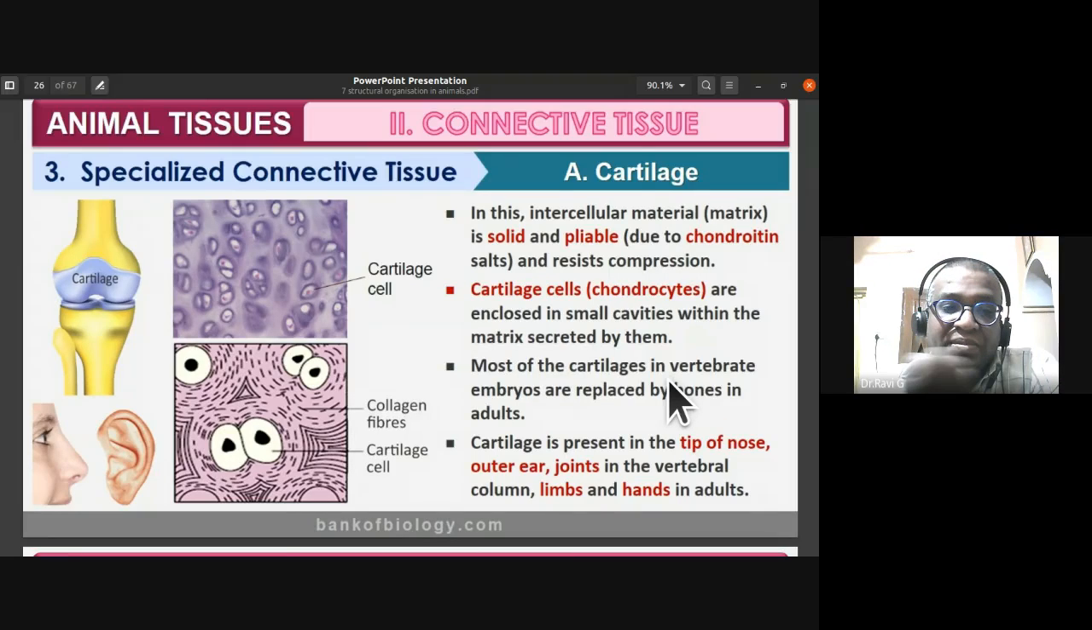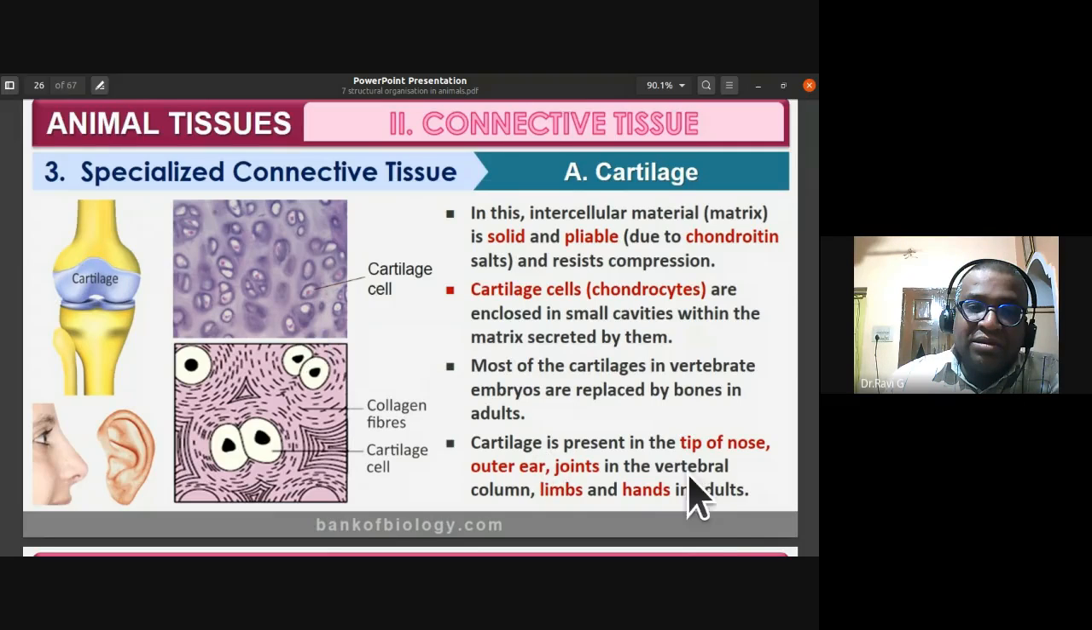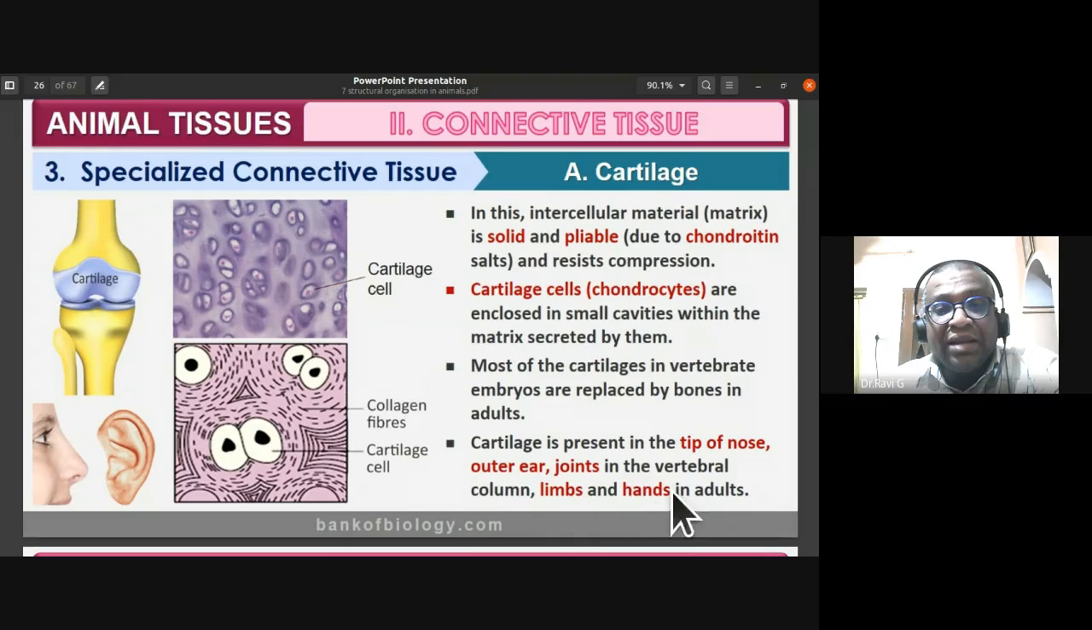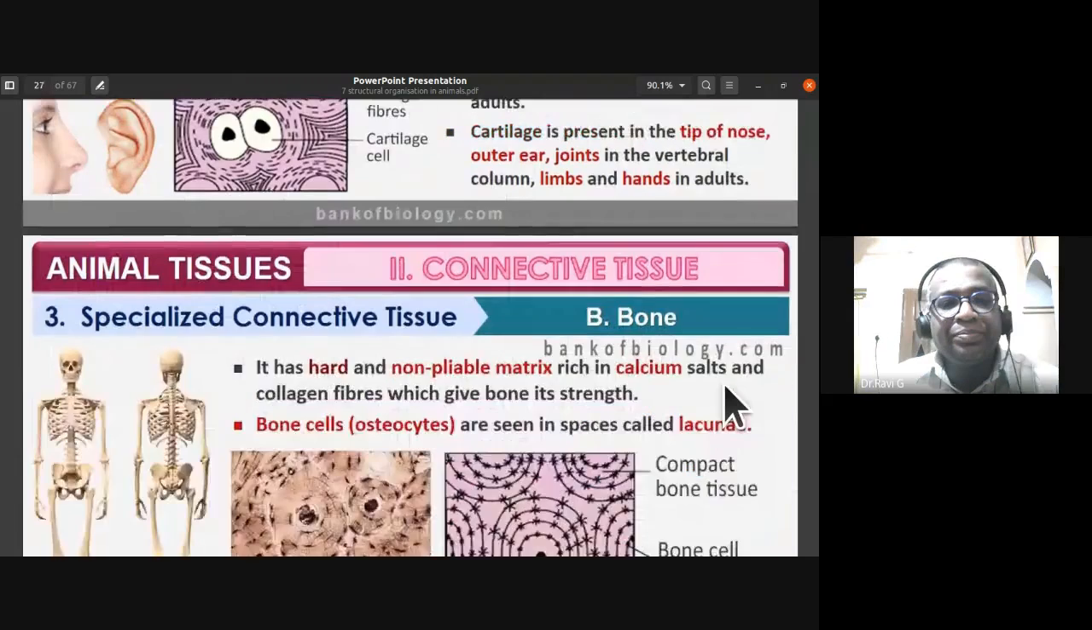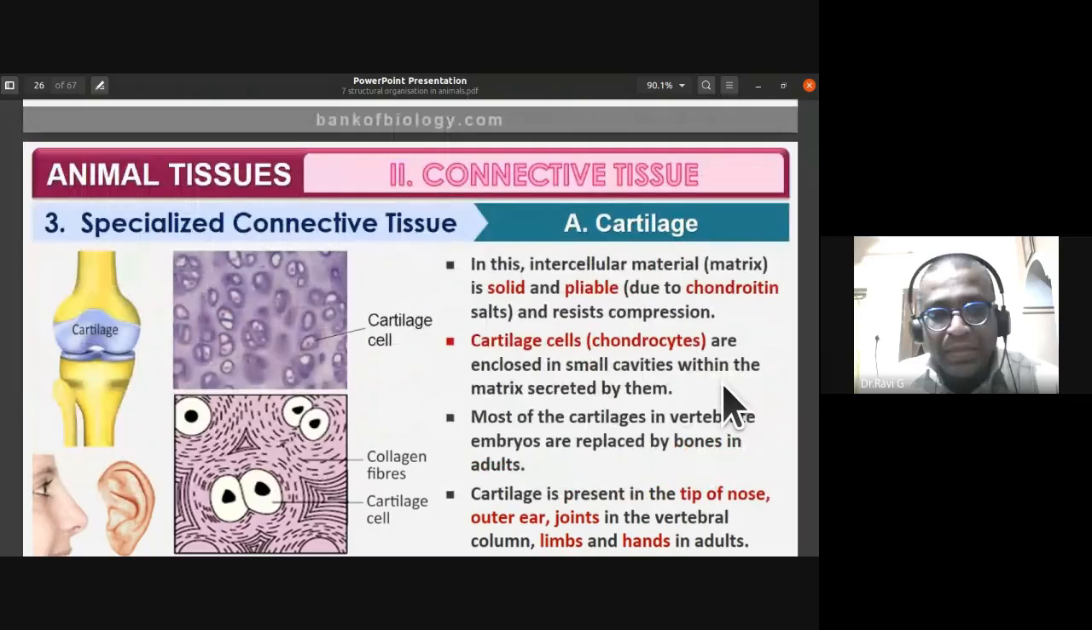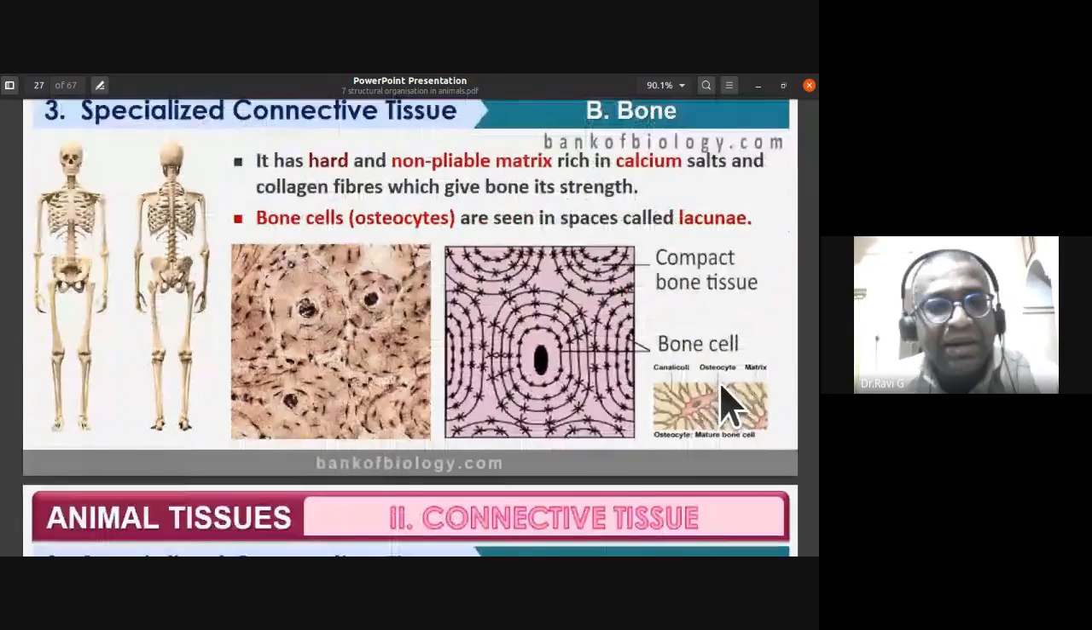Cartilage is found in special, localized regions like the tip of the nose. The pinna of the ear, you find the cartilage. Joints in the vertebral column, you can notice the cartilage. Then limbs and hands in adults have this cartilage. Cartilage also forms a cap-like structure on the bones. You should remember that. This is what you have to remember regarding the cartilage.